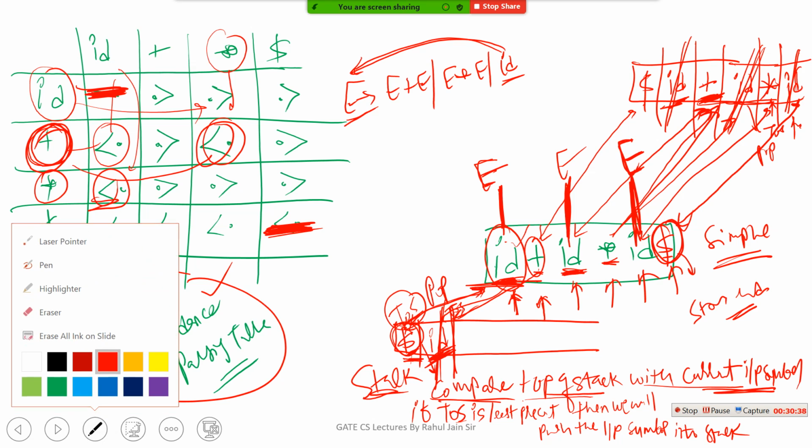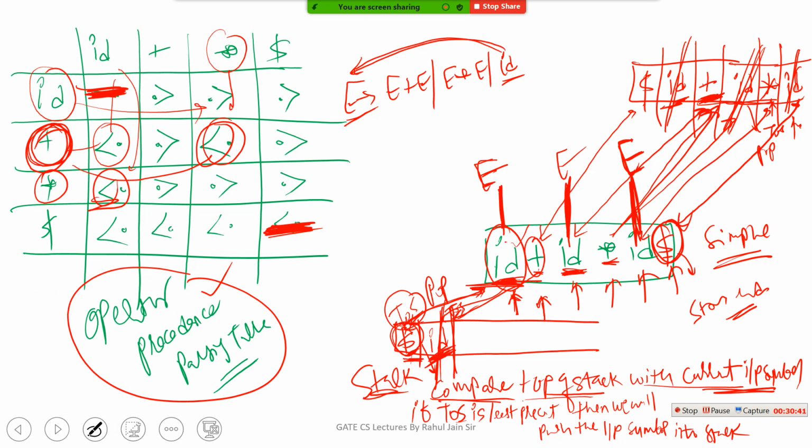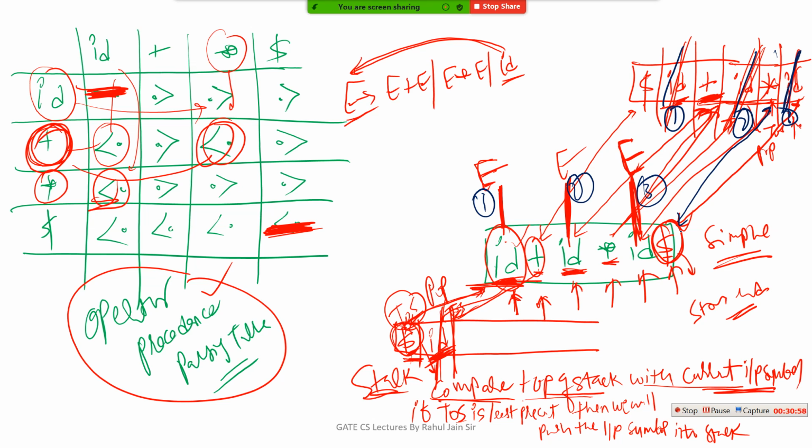I am changing the color of my pen so that it does not confuse you. Right now I popped this id. I popped this id at the first position, which was this. I popped this id at the second position, which was this. I popped this id at the third position, which was this. Now I will compare this dollar with the multiplication symbol. The top of stack has higher precedence, so I will replace this multiplication symbol here. So E multiplication E will be there and it will give me this E. So at the fourth step I replaced this multiplication symbol.